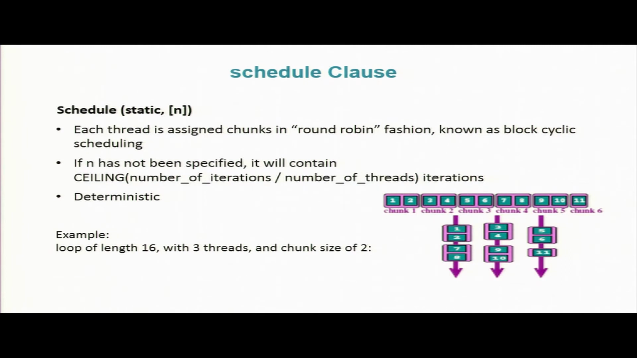It is deterministic in nature, and here we have an example. Say we have 16 iterations, 3 threads, and a specified chunk size of 2. The first 2 iterations would go to rank 0, because the ranks start from 0. Let's say this is rank 0, rank 1, rank 2. The first two iterations go to this, then 3, 4 to the next rank, 5, 6 to the next rank, and so on in a cyclic fashion, and the remainder would go to the last thread.